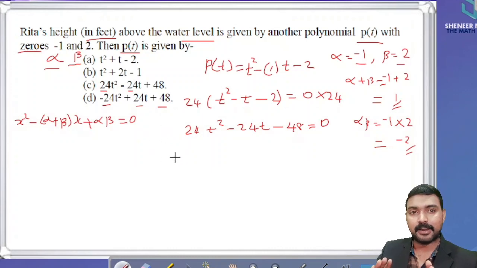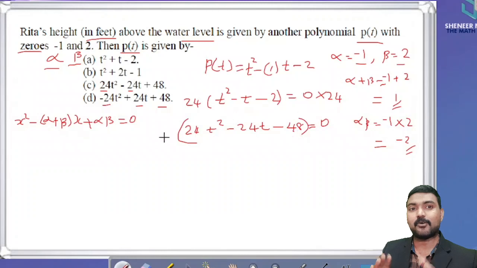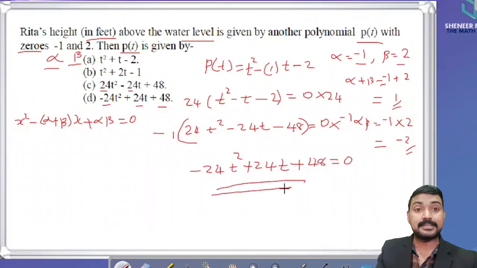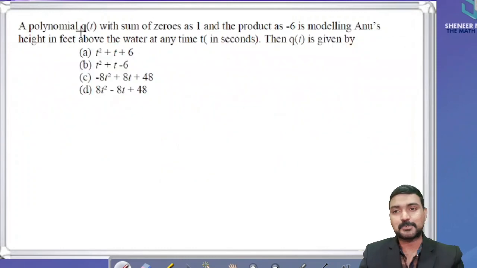So we can do one idea. We can multiply minus on both sides. So what will be? Minus into 24t square is minus 24t square. Minus into minus 24t is equal to plus 24t. And minus into minus 48 is equal to plus 48. Right side it is 0. So when we multiply with the minus, there will not be any change. Minus into 0, 0. So the last option D, minus 24t square plus 24t plus 48, is the right answer. Now we can go to next question.